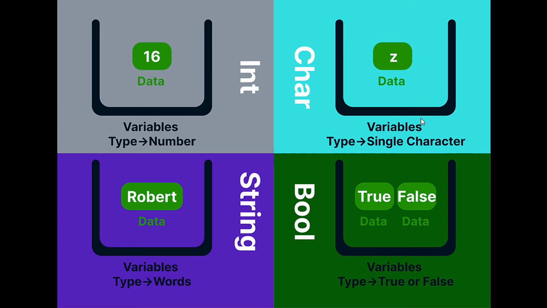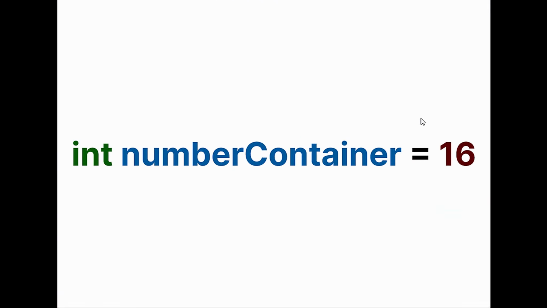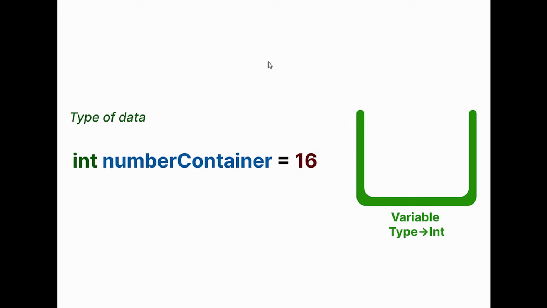So now, let's do a fast recap of how to create a variable and store data inside it in C++. First, we need to tell the computer what type of data we are going to store, depending on what type of variable we are going to use. For example, int is used to store numbers. But if we're going to store a group of characters, like the name of a person or a sentence, we're going to use a string.